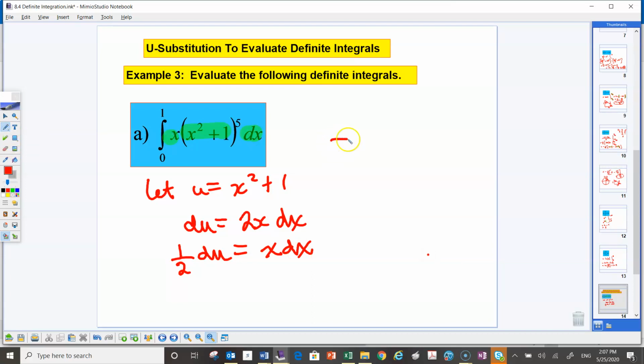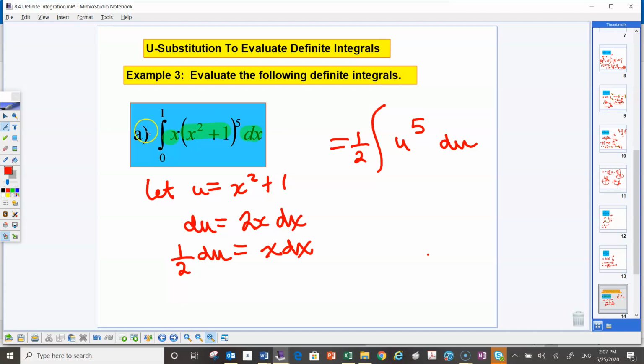So now I'm going to do my substituting. And notice I'm not putting the limits on right now. So in place of the x dx, I get 1/2 du. And in place of the x squared plus 1, I'm going to get u to the 5th. Now, if you wanted to, you could integrate, resubstitute back in your x value, and use the limits 0 and 1, but that's a lot of work.